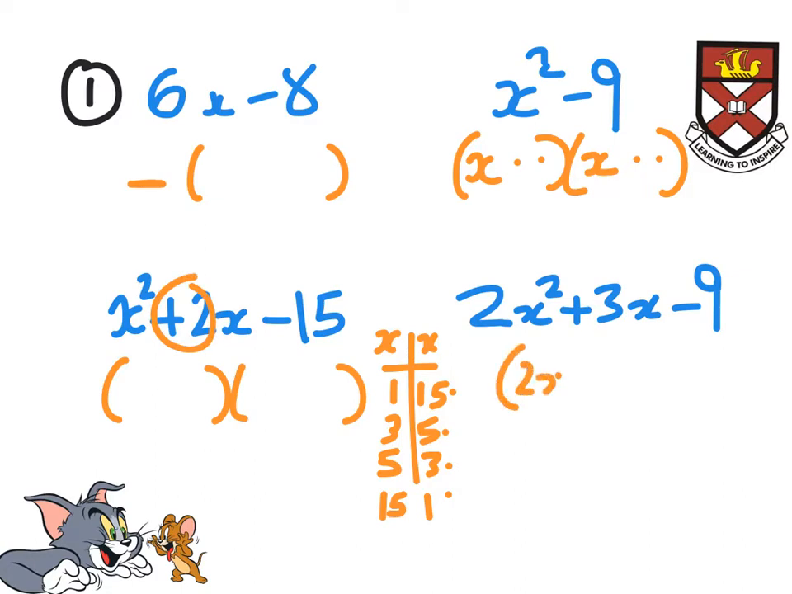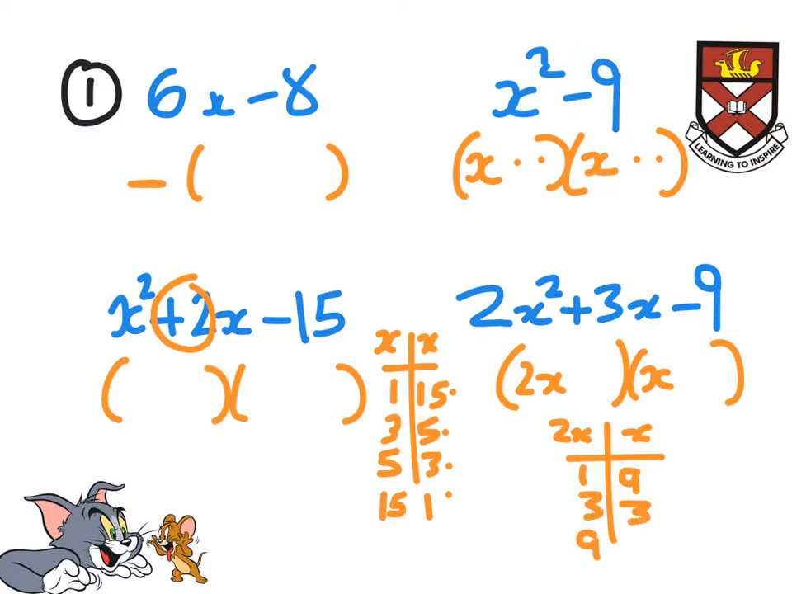Similarly, the 2x squared add 3x minus 9. I'm going to set up a table with 2x and x. How can we make 9? 1 times 9, 3 times 3, 9 times 1. Now remember, this is a special one where you have to do a wee bit of cross multiplying and then find out which one of these makes the positive 3 in this case.